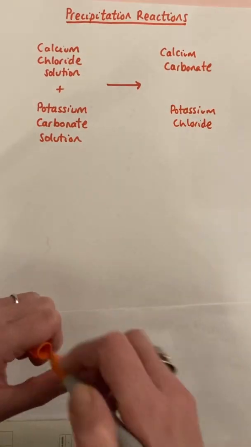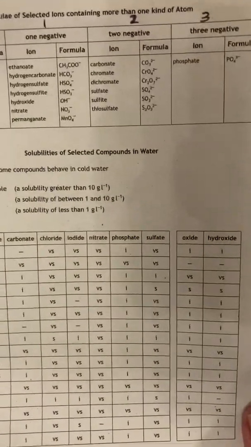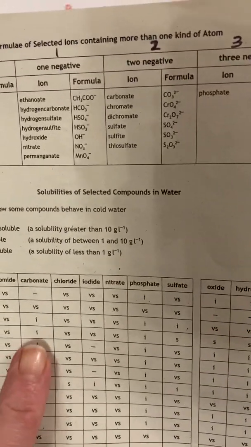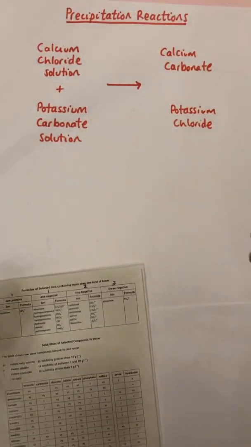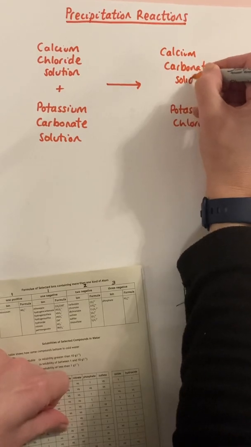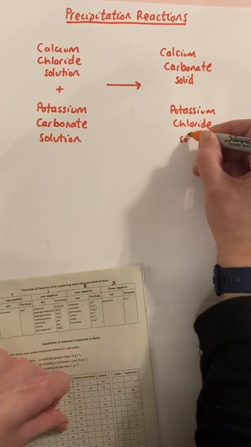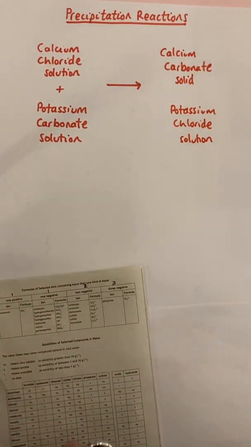Now to identify which is which here, I need to look at my data booklet page. If you look at calcium carbonate here, it's insoluble, whereas potassium chloride is soluble. So this here would be a solid, and this would be a solution. So that'd be identifying the products that were made.